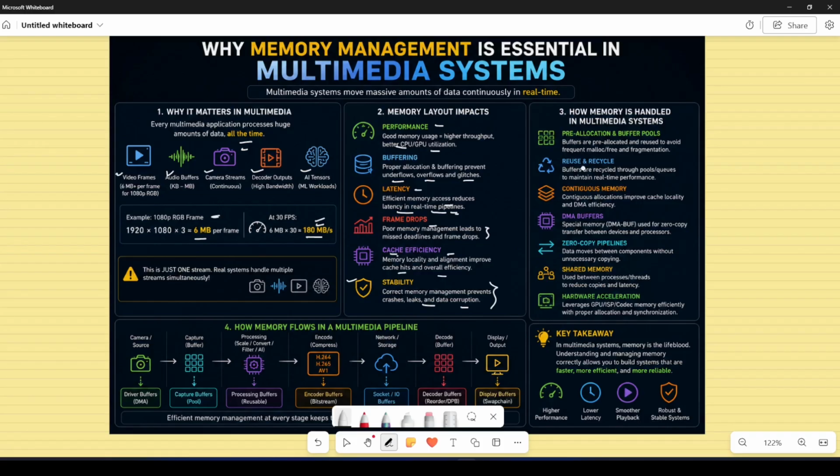That is a very higher topic to discuss now, but this is just like an introduction or pre-introduction, you can say, so that you will understand why memory management in multimedia systems is very important.